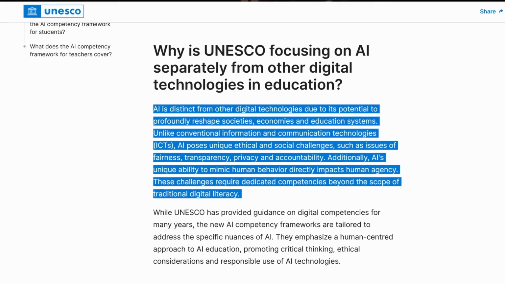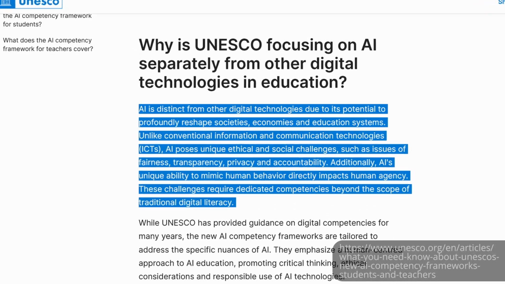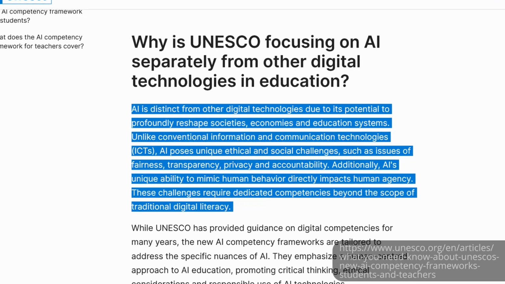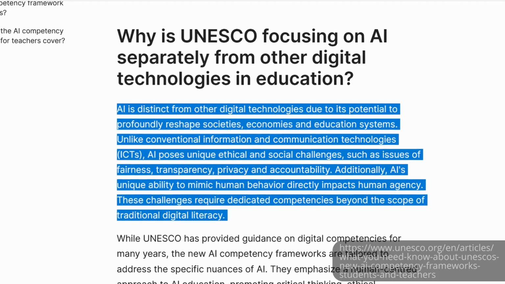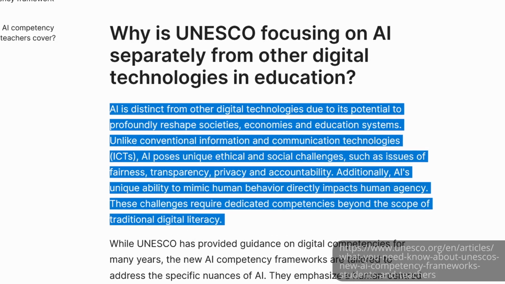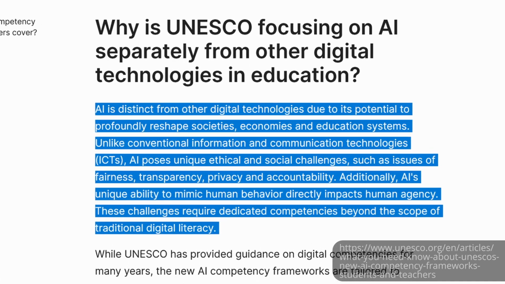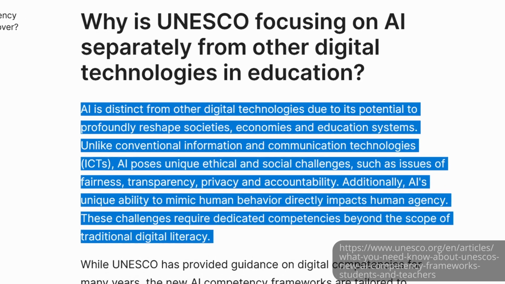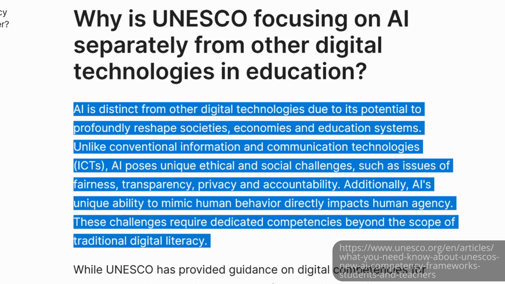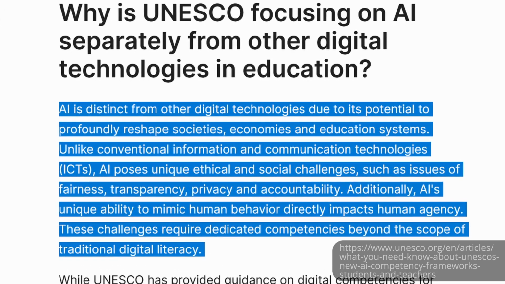It states that AI is distinct from other digital technologies due to its potential to profoundly reshape societies, economies, and education systems. Unlike conventional information and communication technologies, ICTs, AI poses unique ethical and social challenges, such as issues of fairness, transparency, privacy, and accountability. Additionally, AI's unique ability to mimic human behavior directly impacts human agency. These challenges require dedicated competencies beyond the scope of traditional digital literacy. That makes a lot of sense.